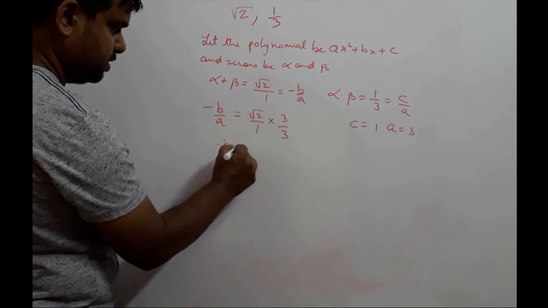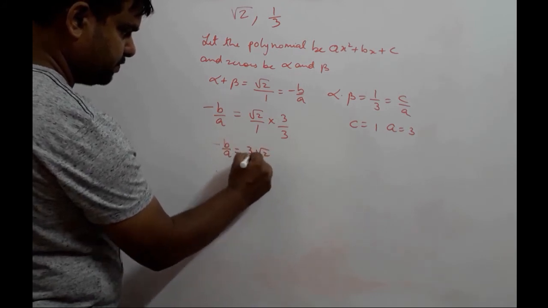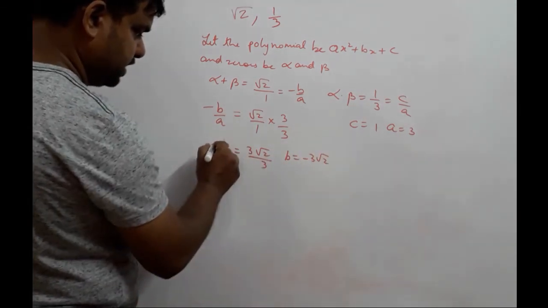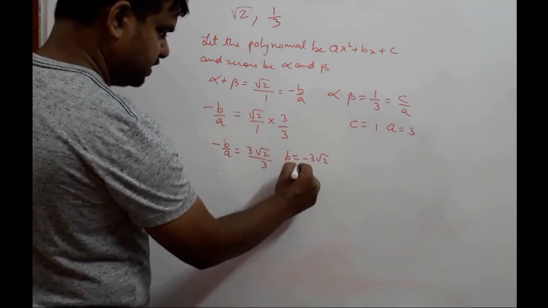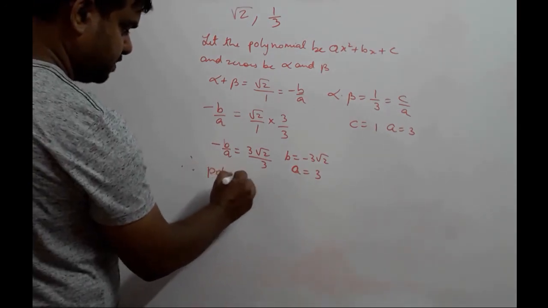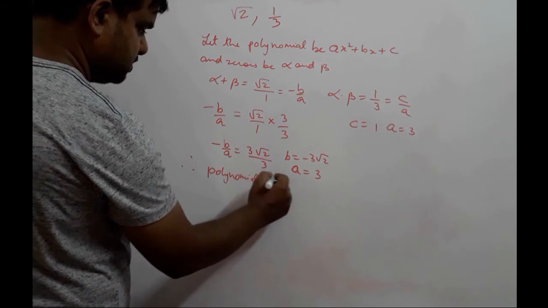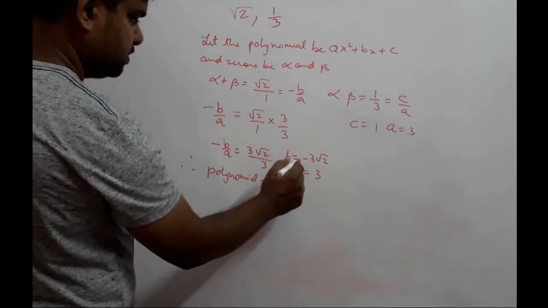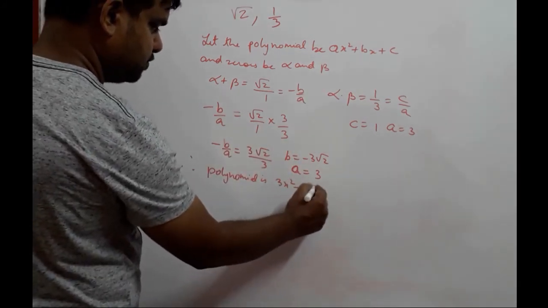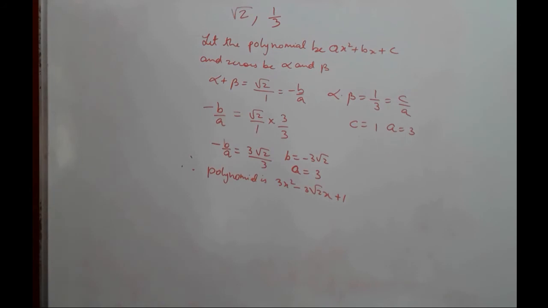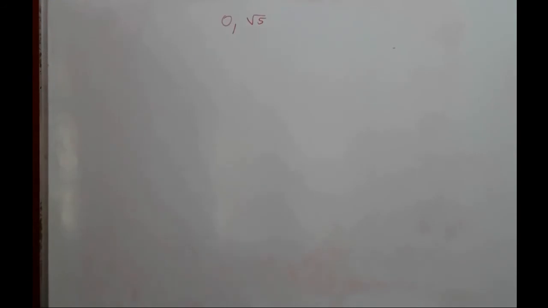minus b upon a equal to 3 root 2 upon 3. So b we get as minus 3 root 2 because the negative sign is over here, and a we get as 3, which is the same over here. Therefore the polynomial is, what is a? 3. So 3x square. What is b? Minus 3 root 2. Do not forget the x. And what is c? 1. So therefore the polynomial is 3x square minus 3 root 2x plus 1. Moving on to the next question.